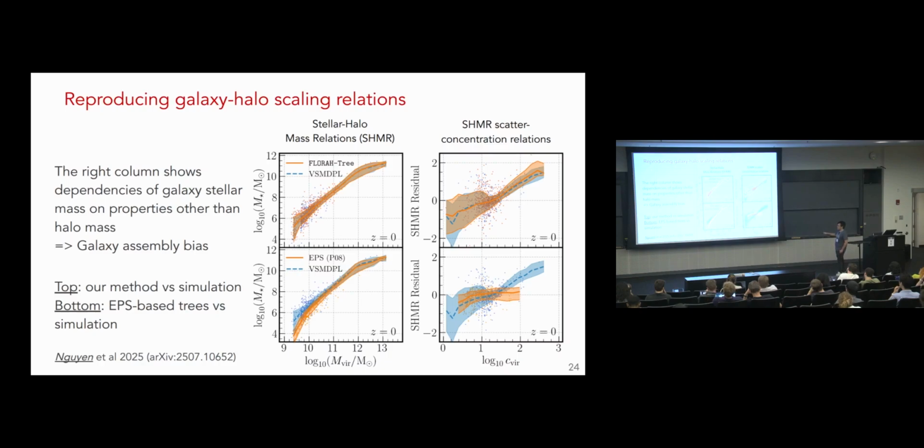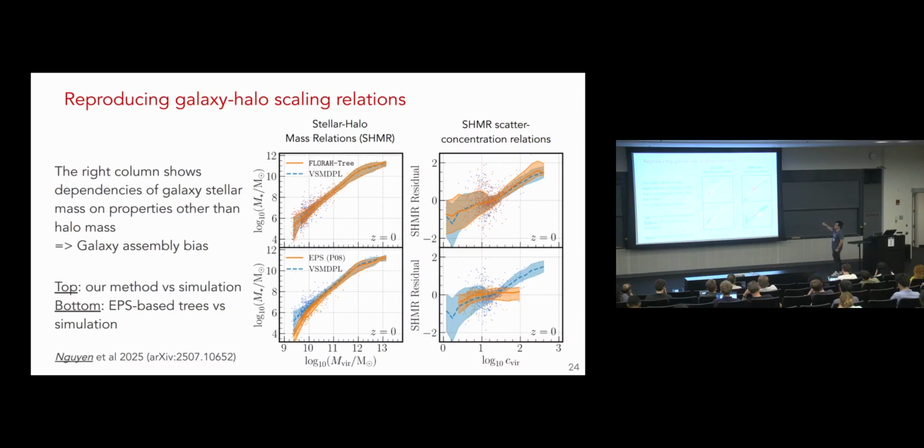And here we're doing the same, the bottom panel. But instead we compare the extended Press-Schechter based tree with very small MultiDark, which is the simulations. And here I'm showing the stellar halo mass relation, scatter concentration relation. So this is an important relation to get, and you can see that extended Press-Schechter is doing very, very well, down to very low halo mass. But this is more tricky to get.